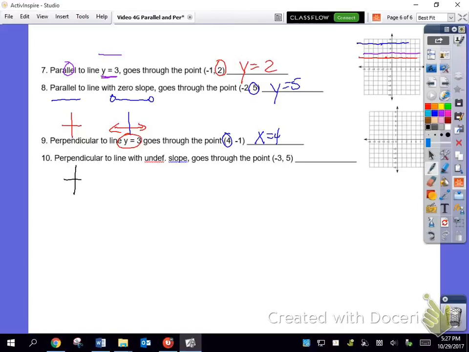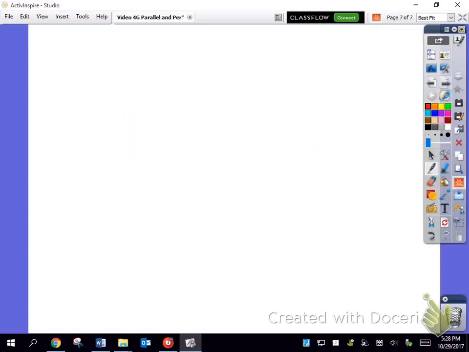On number 10, if I want a line that's perpendicular, and remember this is what perpendicular is, to a line with undefined slope. Okay, undefined slope, so undefined, that's my vertical. Okay, I want one that's perpendicular, so it has to intersect. So if it's horizontal, that is going to be the y, and so y equals 5. And that is how you write equations of vertical, horizontal lines.